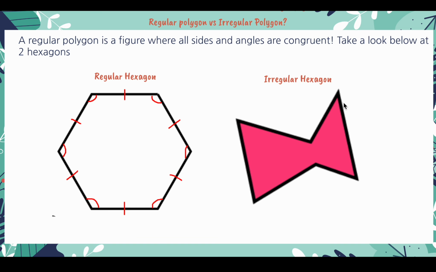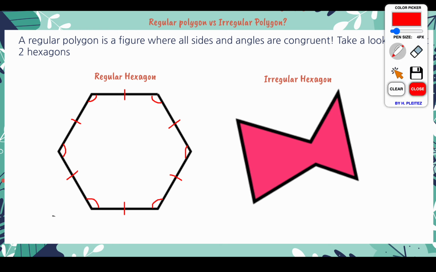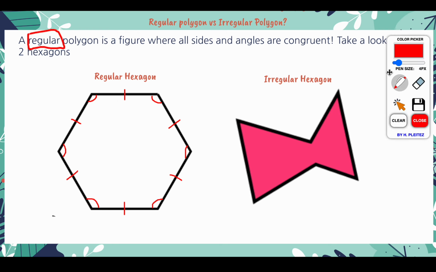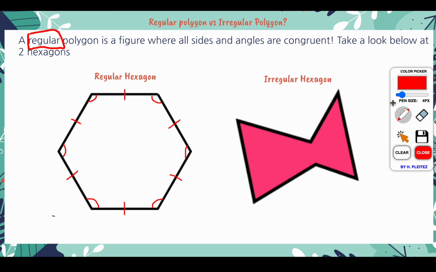Now, we have 2 types of polygons. We have a regular polygon, and we have an irregular polygon. A regular polygon is a figure where all sides and angles are congruent. If you take a look below, we have 2 hexagons. Remember, from the table, hexagon is 6 sides. In a regular hexagon, which is probably the image you visualize when you think of a hexagon, all 6 sides and all 6 angles are congruent.